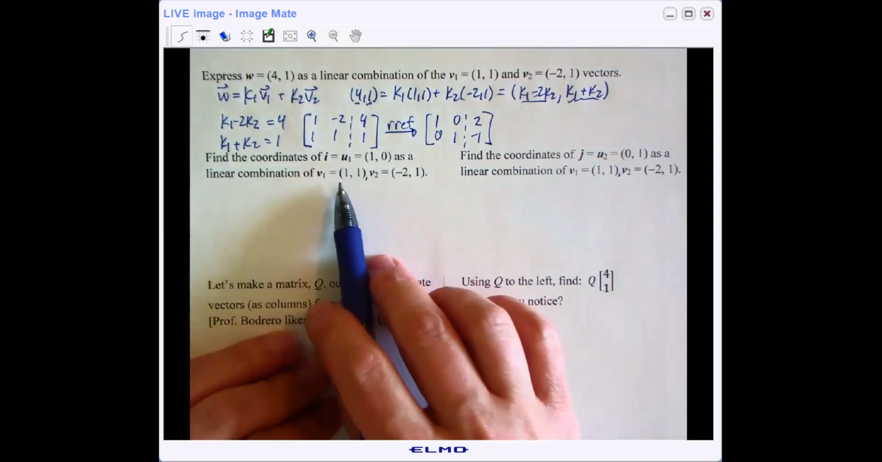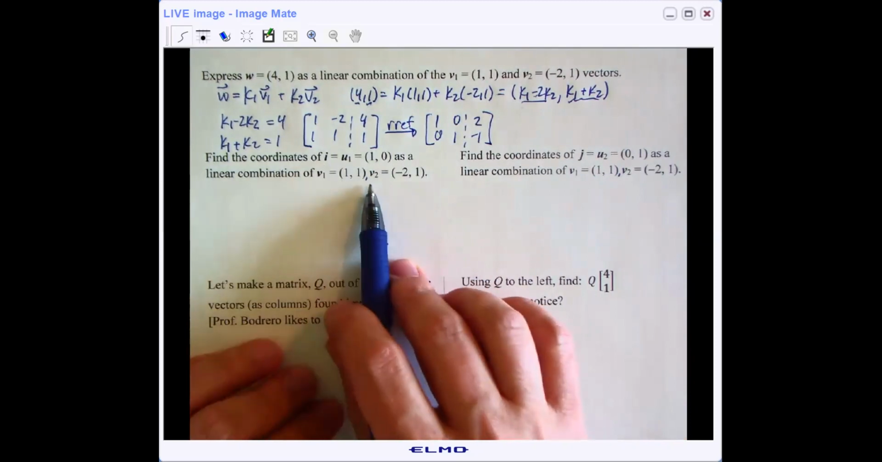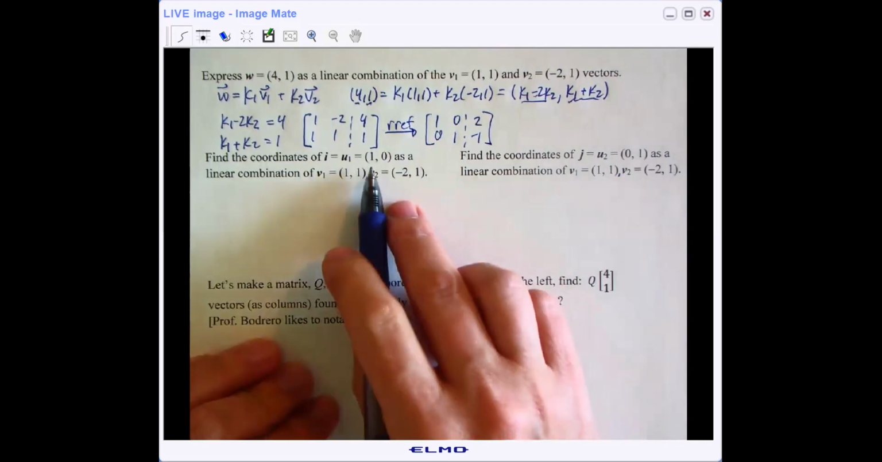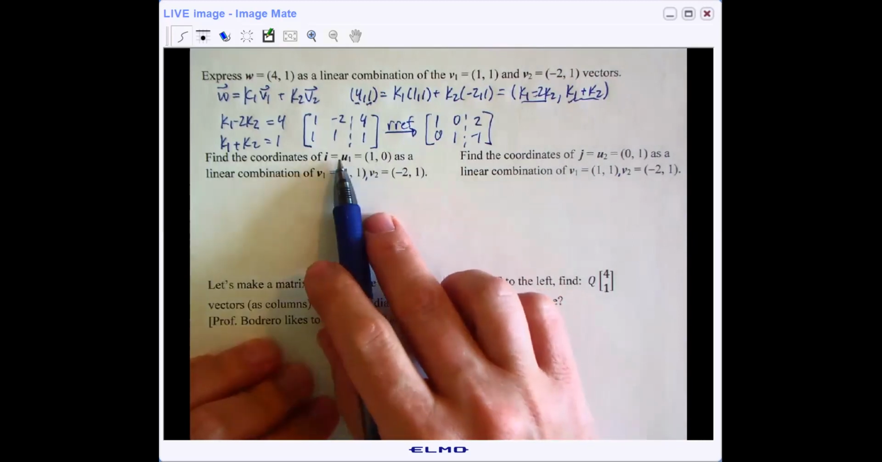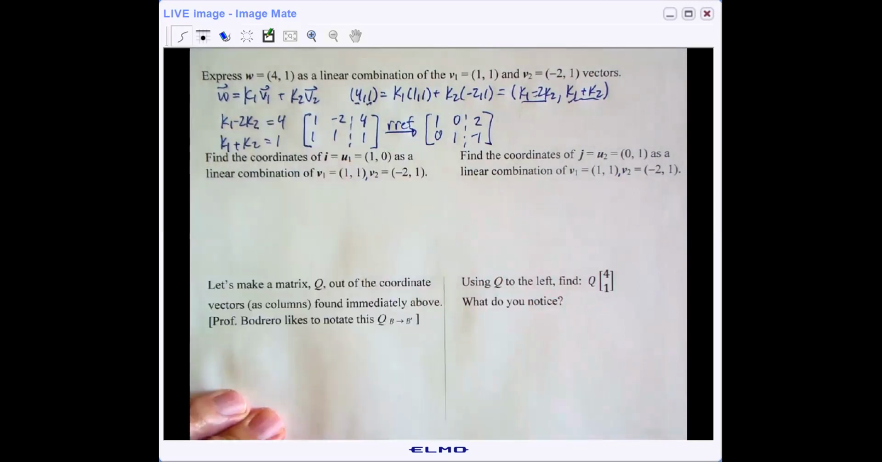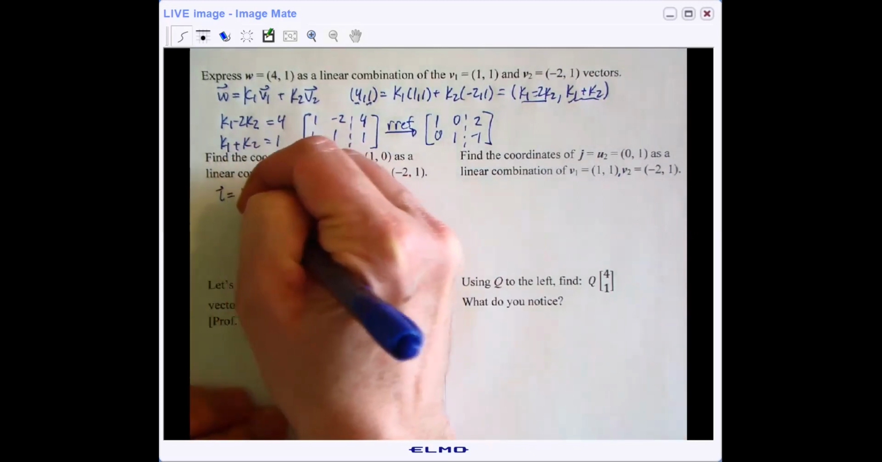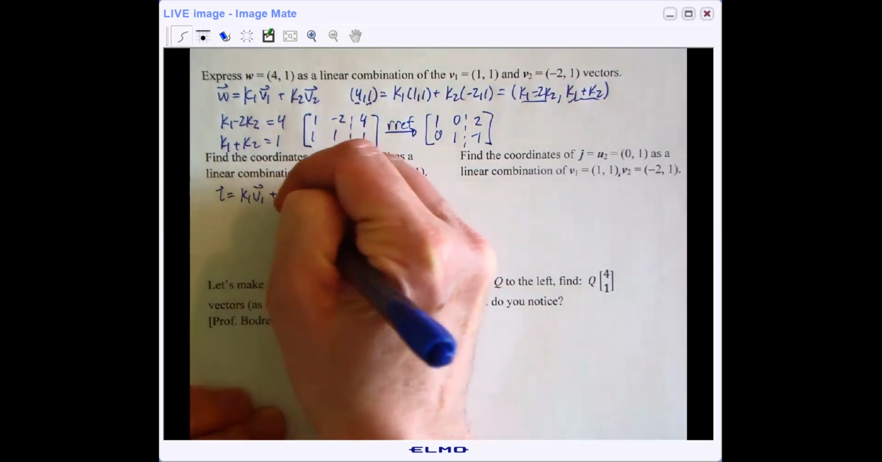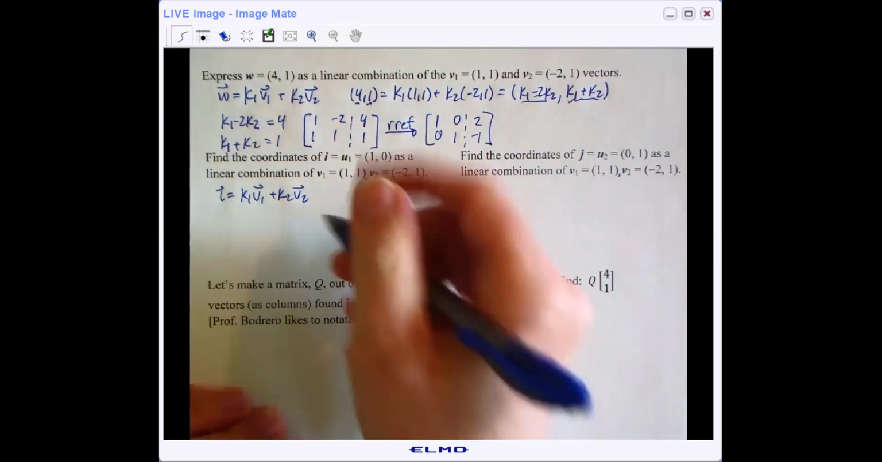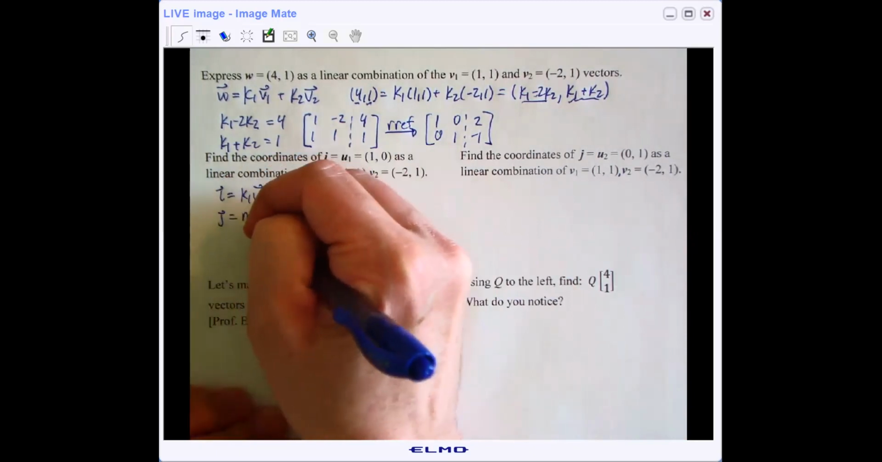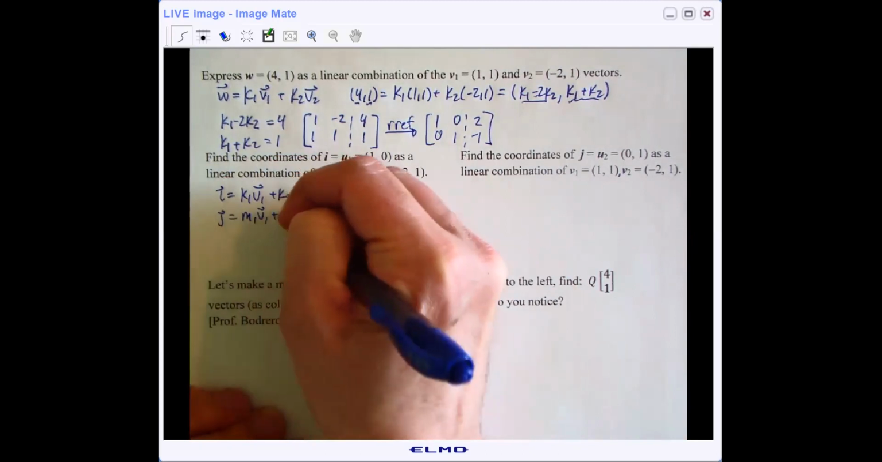Next up, let's go ahead and talk about how we could find the coordinates of the I vector with respect to V1 and V2, and then the J vector with respect to V1 and V2. Well, we're going to be doing the exact same thing. We're going to be writing this I vector as a linear combination of V1 and V2, and the J vector is a linear combination of V1 and V2. So we'd have I is equal to K1 V1 plus K2 V2, and J is equal to M1 V1 plus M2 V2.